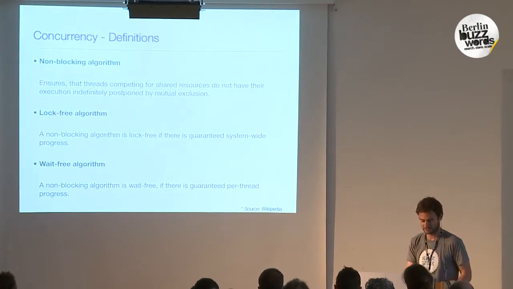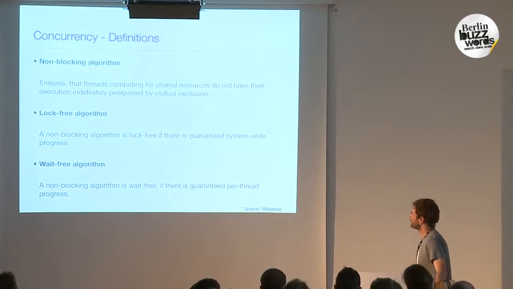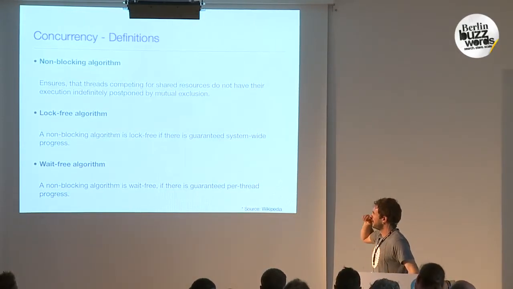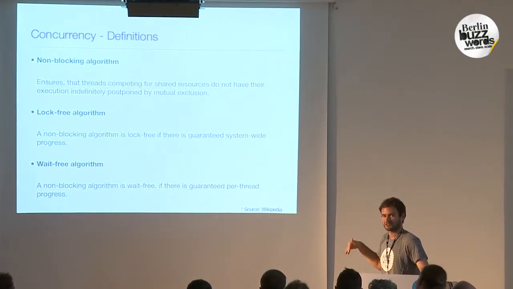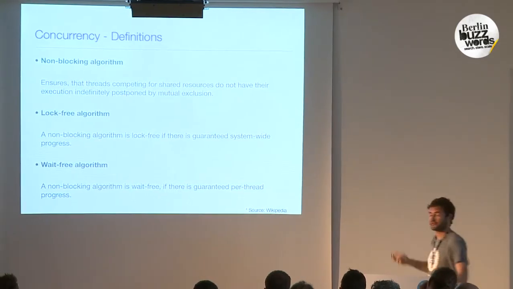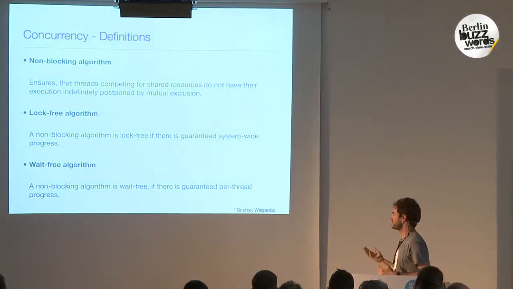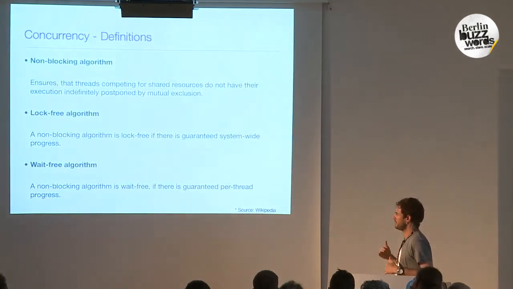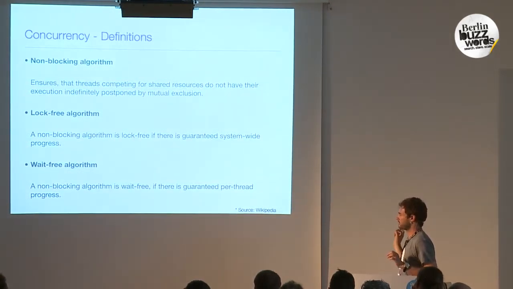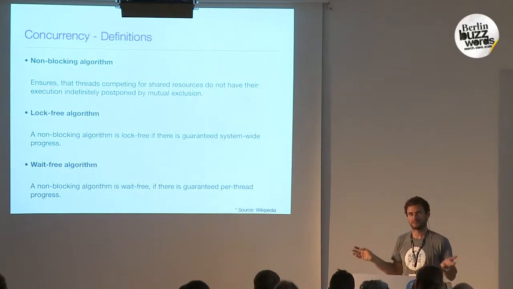Okay, so I have to hurry up a little bit here. A lock-free algorithm is an algorithm where there's guaranteed progress in your system, so where always a thread makes progress. And a wait-free algorithm is an algorithm where every thread at any time makes progress. So no thread is waiting for the other one.